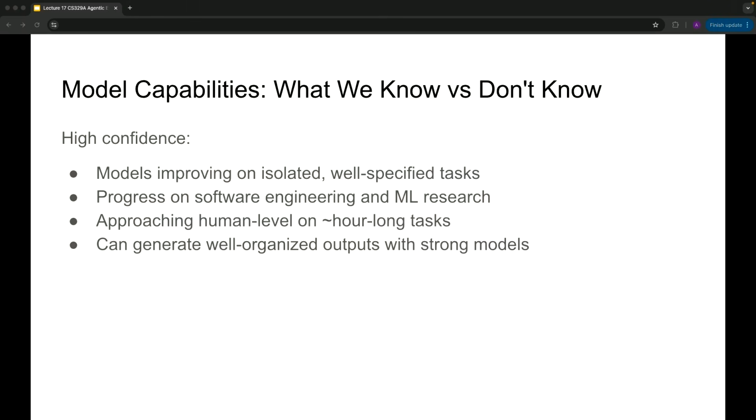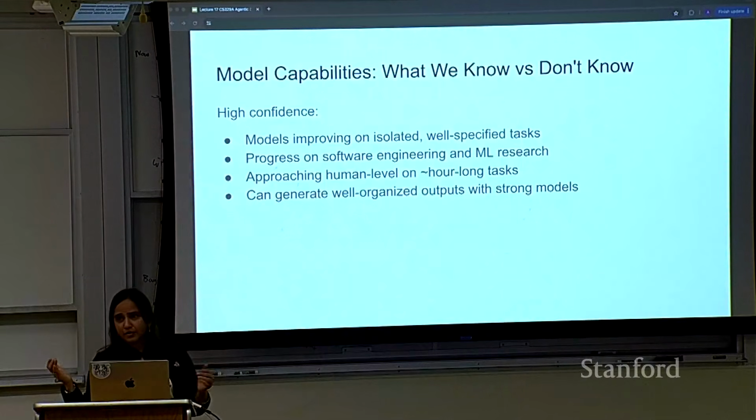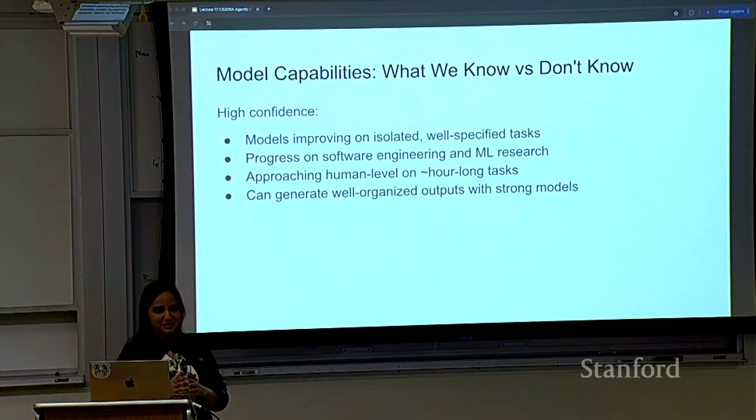So what do we know now in terms of model capabilities and where there's headroom for improvement? We kind of know that the models have been improving on isolated, well-specified tasks. If you have a set of tasks that are well-specified and fall in the set of domains where the models are good at, then they do a really good job. Software engineering and ML research are two domains where we have seen significant progress, perhaps because as computer scientists and computer engineers, we tend to understand those domains better, so we are automating away our own jobs.